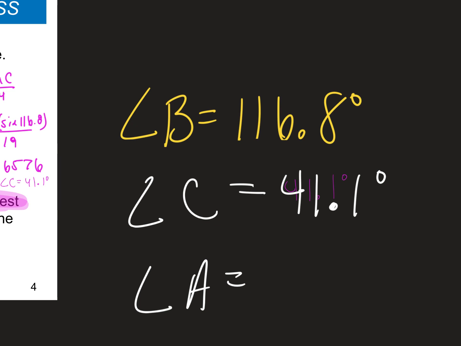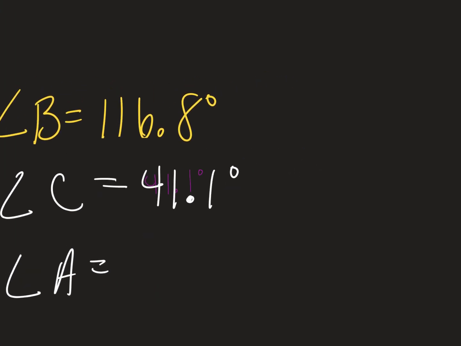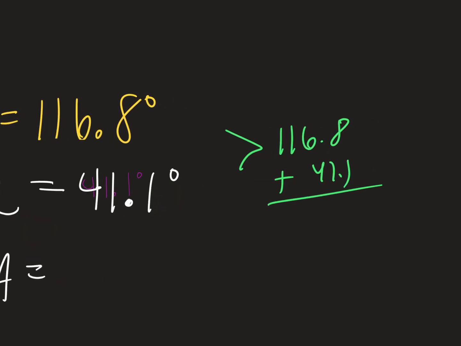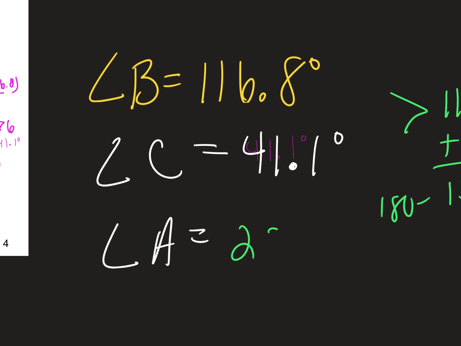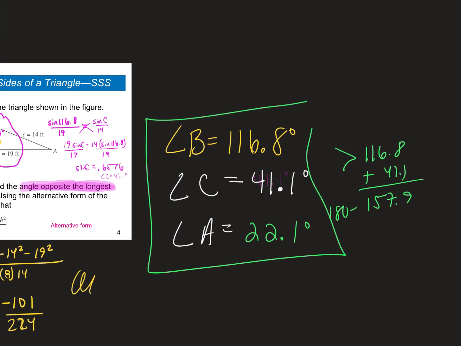Now, how in the world, guys, can I figure out angle A? I'm going to add 116.8 plus 41.1 and get what? How much? No, what's that together? 157.9. And then I say 180 minus that, and I get what? 22.1 degrees. All right, we have solved the triangle. When they give us the 3 sides, this is super easy.